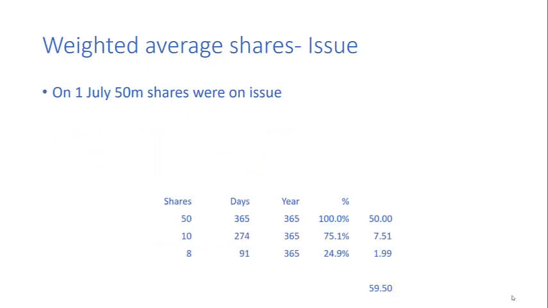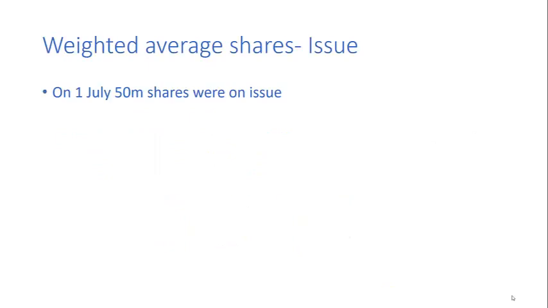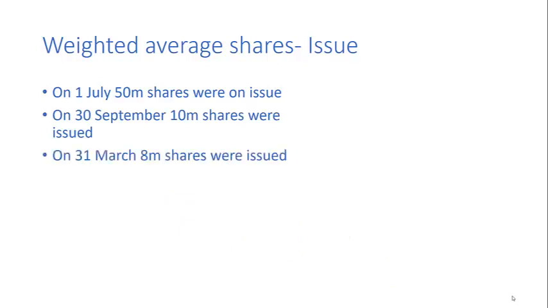What about if we have a share issue? So let's just focus on how we'd go about calculating the weighted average number of shares. On the 1st of July, we started the year with 50 million shares on issue, and on the 30th of September, we issued another 10 million shares. How does this impact? On the 31st of March, we issued a further 8 million shares. How does this impact our calculation of a number of shares on issue?